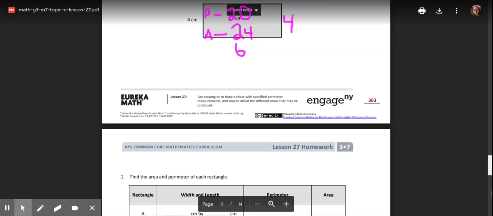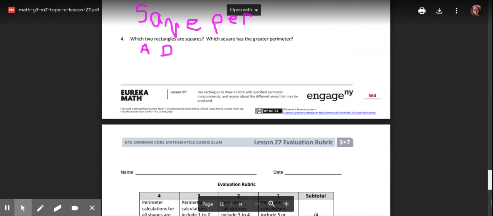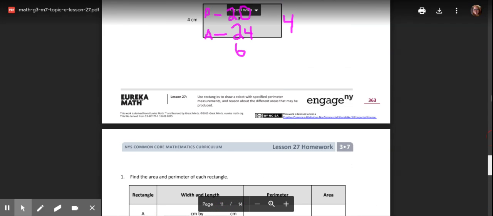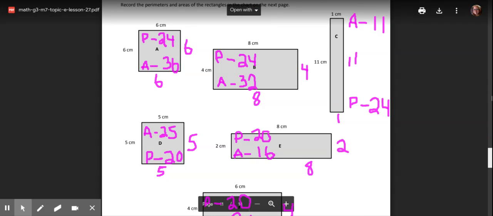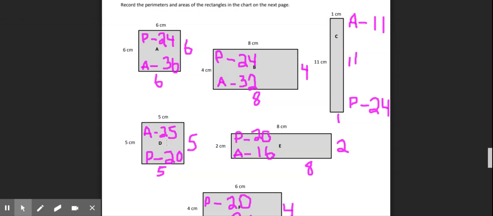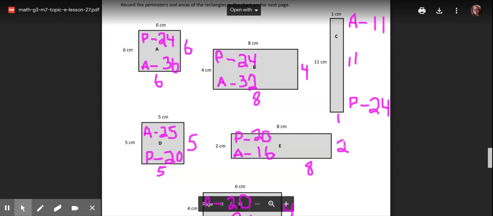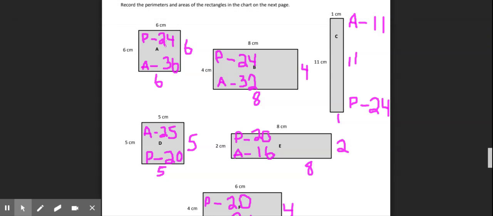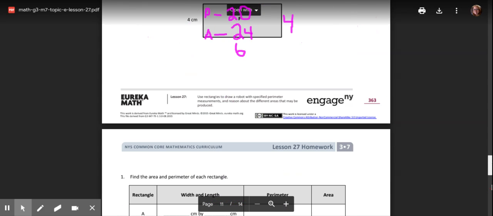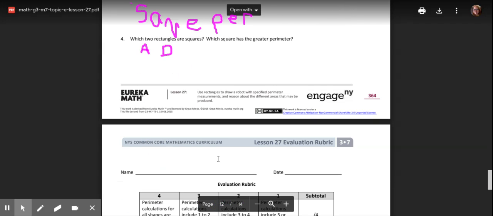Is it perimeter or area? Which has the greater perimeter? Okay. I was trying to get area for a minute, but I should have stuck with perimeter. The greater perimeter. So the perimeter for A is 24, and the perimeter for D is 25. Oh, wait, 20. I have it in the wrong spot. So 24 for A and 20 for D. So the one with the greater perimeter is A. So I'm just going to write A under that question.